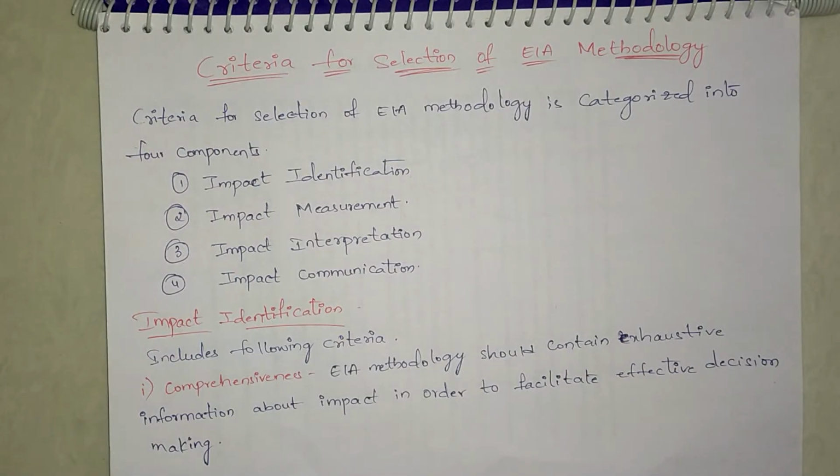For impact identification, you have comprehensiveness. That means the EIA method should contain more information, exhaustive information about the type of impact that particular project will create on the environment, such that all those impacts will be taken into consideration and it will help in the decision making process.